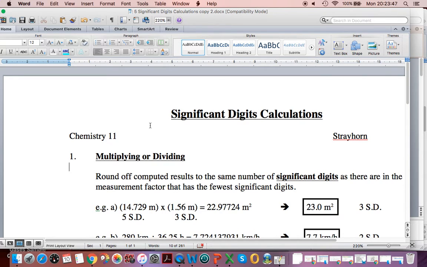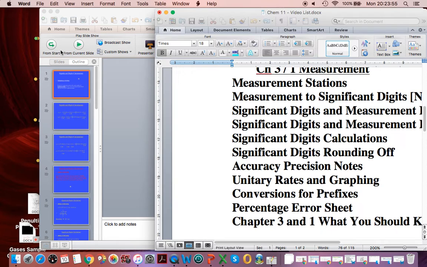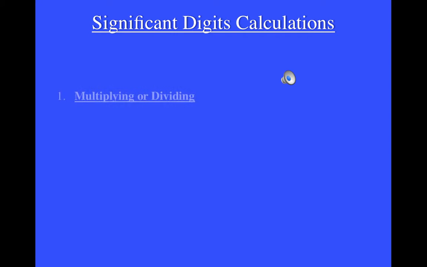As you can see, we're looking at significant digits and calculations. This is a sheet you're going to look at, but I actually have it in PowerPoint form. So it'll go in the same order, but it'll just be a lovely blue PowerPoint. You have to get good at significant calculations. For over half the course, you're going to do calculations all the time. The rules matter, you should know why they matter, and you should know how to apply them.